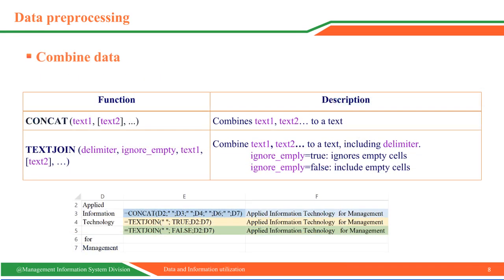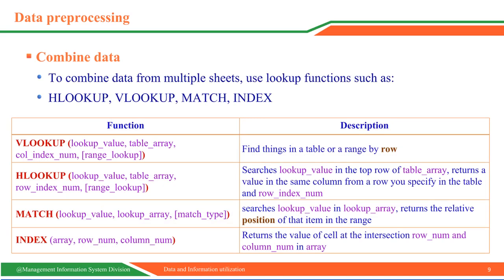When dealing with multiple pieces of data that we want to combine, besides using the AND operator, we can use the CONCAT and TEXTJOIN functions. CONCAT combines text 1, text 2 into a single string. TEXTJOIN joins text strings with a specified delimiter. Ignore empty equals TRUE skips empty cells. Ignore empty equals FALSE includes empty cells. To combine data from multiple tables, such as for lookups, you can use the VLOOKUP, HLOOKUP, MATCH, and INDEX functions, as covered in the previous section.